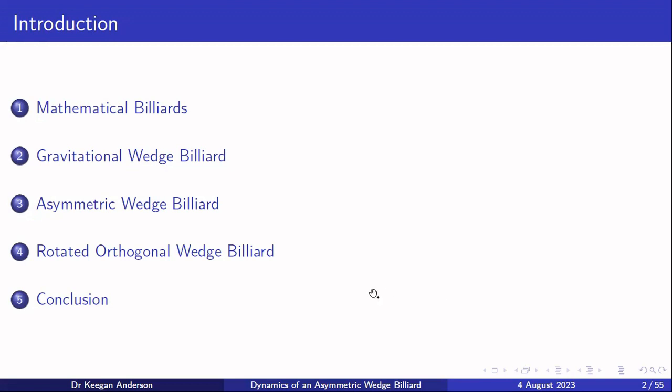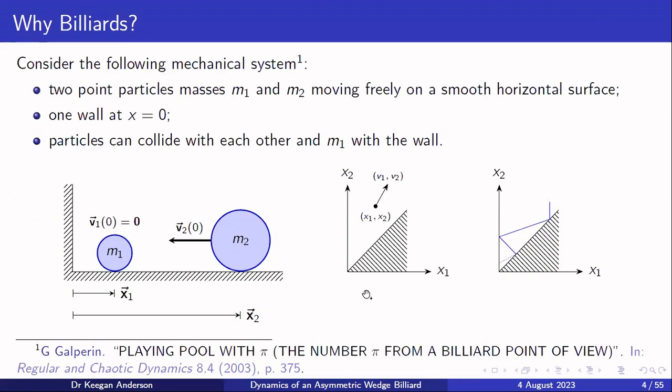Sorry, okay, excellent. So first question, why billiards? Why are we interested in studying these systems? I thought I'd give a simple example of two masses on a smooth horizontal surface. On the left-hand side you have a wall, and on the right-hand side the masses go to infinity. That's illustrated in the picture on the left.